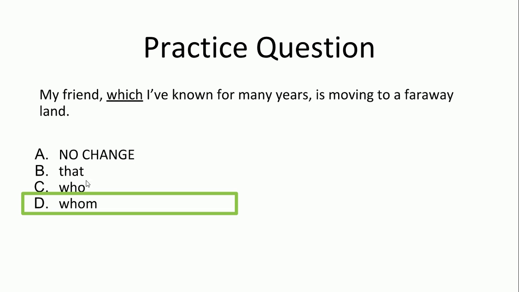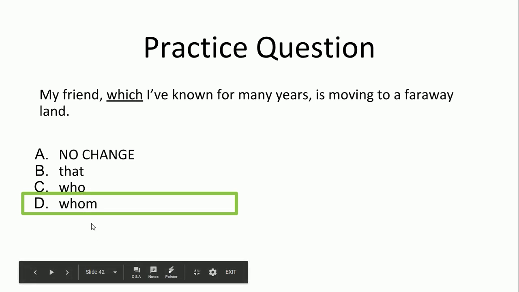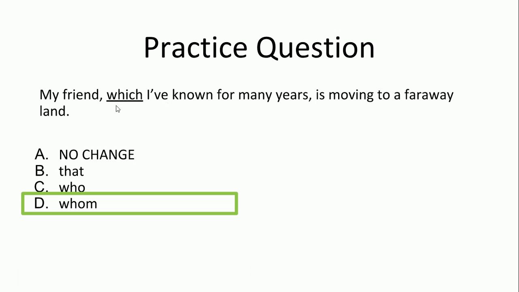And then things get a little trickier. Is it who or is it whom? So we just think, is this the subject or the object of this particular clause? Not the subject or object of the entire sentence, because obviously my friend is the subject of the entire sentence, but of this clause. Blank I've known for many years.